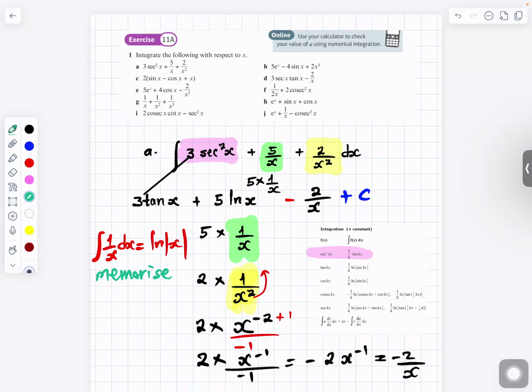Integration is one of the longest parts of A-level mathematics. So if you really understand integration, you'll go a long way toward doing a lot of questions.